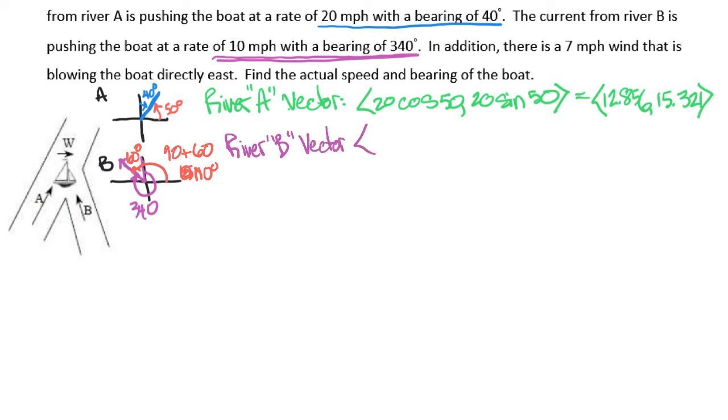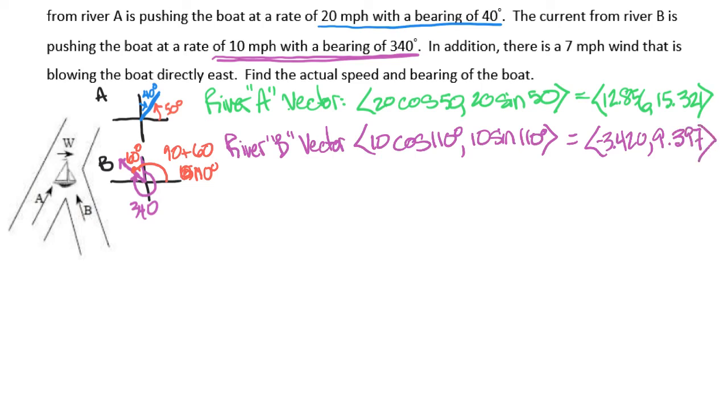Okay, so river B vector component is going to be 10 cosine of 110 and 10 sine 110, which gets us negative 3.420 and 9.397. Okay, so we have calculated river B and we've calculated river A. The next piece that we need to calculate is the wind.